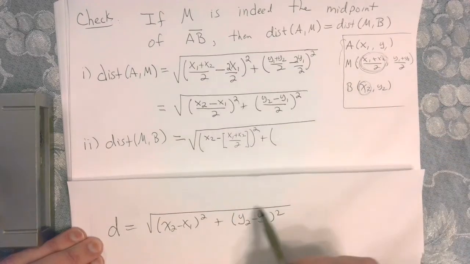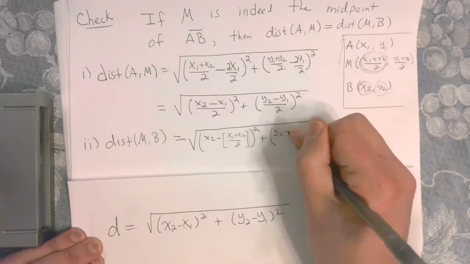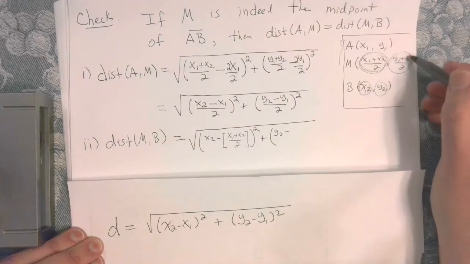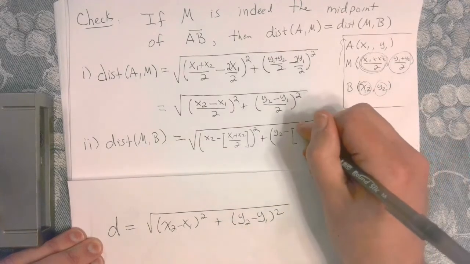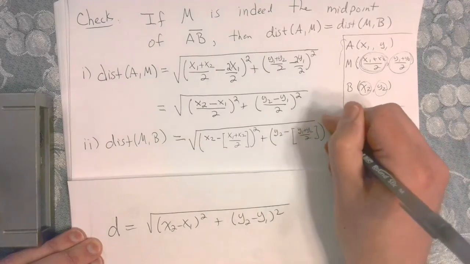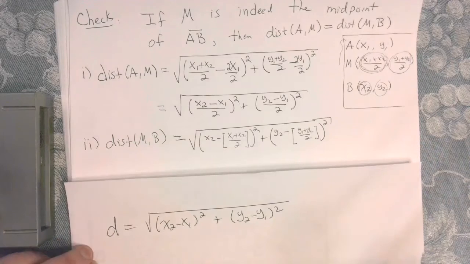Plus, now I need to take care of this in context. So the second point's y value minus the first point's y value. So no matter how exotic these look, right, it follows this carefully. So that's y1 plus y2 over 2, quantity squared. And we're just going to do some algebra now.